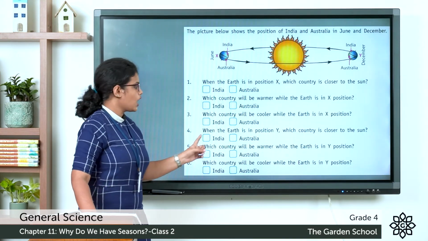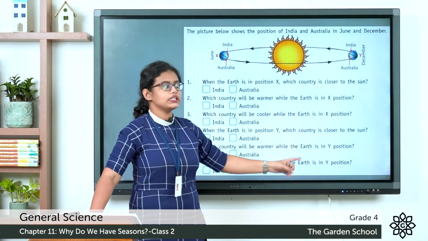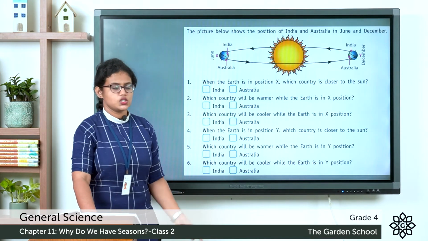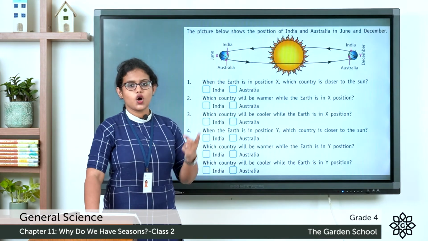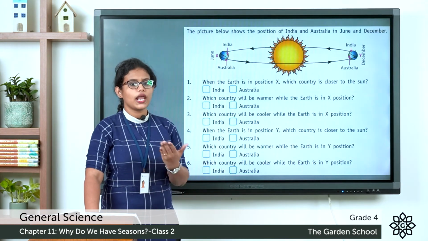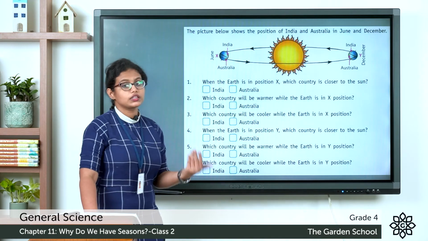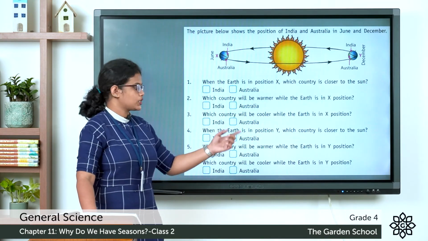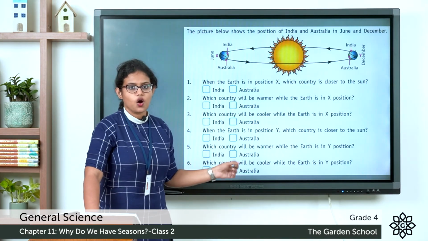See the fifth one. Which country will be warmer while the earth is in Y position? So which country will be warmer? Australia is closer to the sun. As it is closer to the sun, it receives more light and heat. So that country will be warmer. So that is Australia. You can tick Australia.